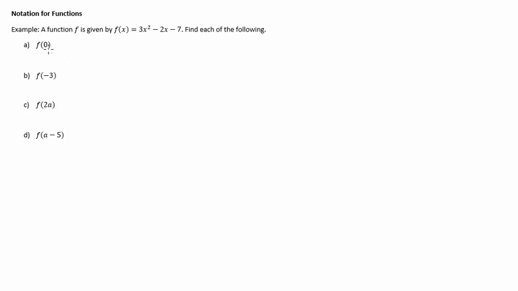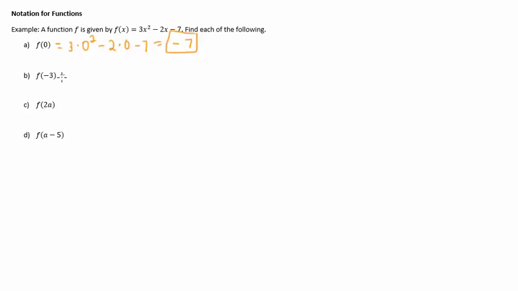All this is asking us to do is to plug in, for example here, f of 0, plug in a 0 for all of the x's in this function they gave us. So f of 0 equals 3 times 0 squared minus 2 times 0 minus 7. They just want us to find out what that is. So the first part of that is 0, minus 0 again, minus 7, so our answer is -7.